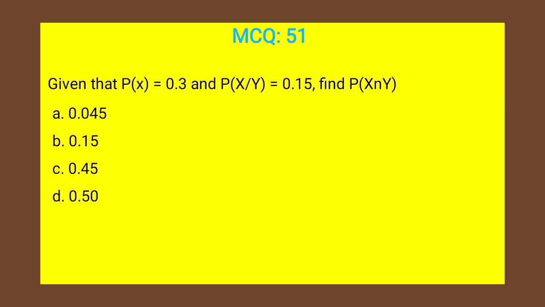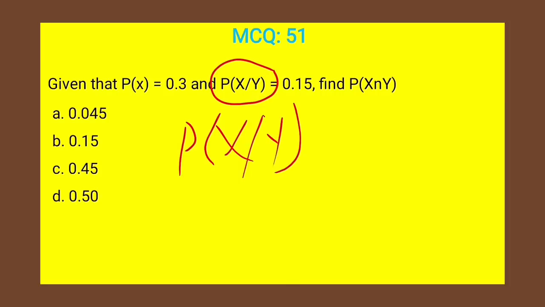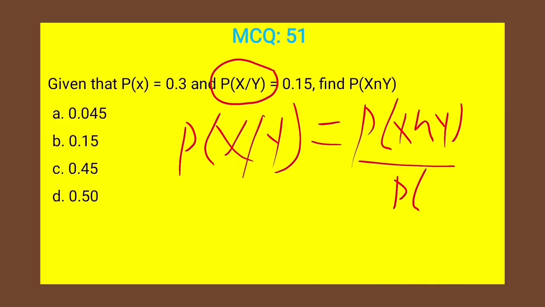Question 51. Given that the probability of X is equal to 0.3 and the probability of X given Y is equal to 0.15, find the probability of X intersection Y. And remember, when you are thinking about a conditional probability, the probability that X will occur given Y is equal to the probability of X intersection Y over the probability that Y has already occurred. I hope that is clear. So here is a conditional probability statement, then you do your substitution in that case.